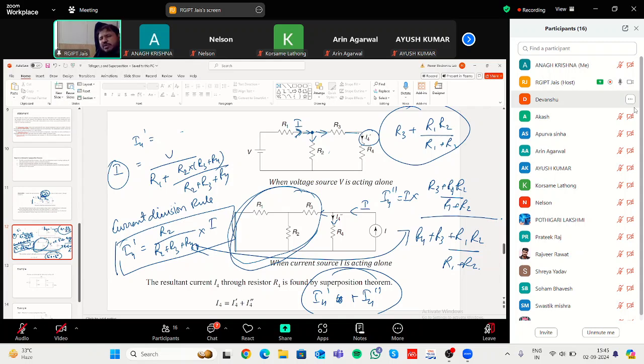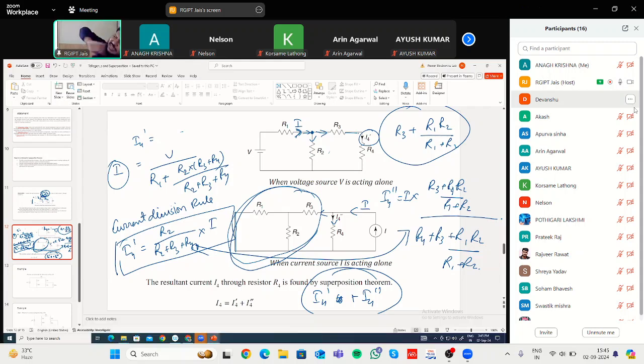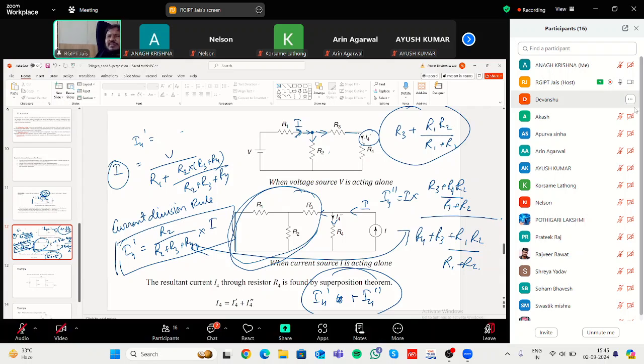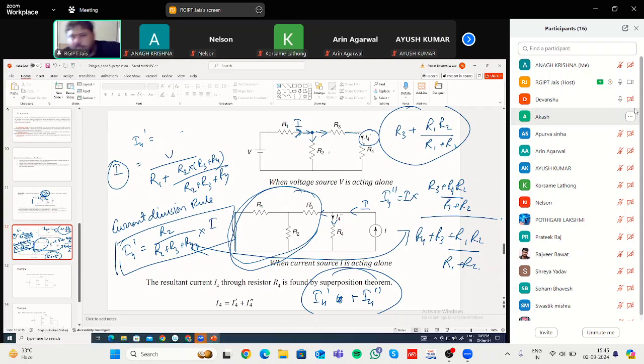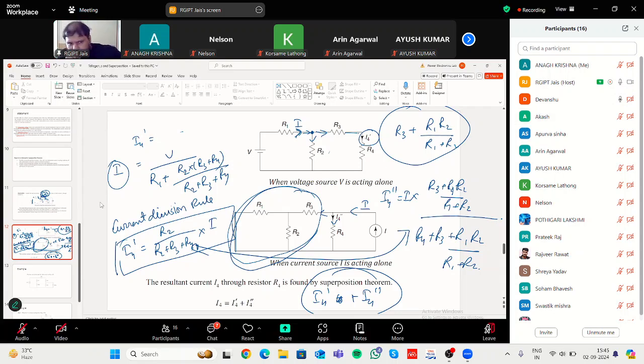Now you can solve this problem using nodal and mesh analysis, but again, using superposition simplifies the circuit many times. It simplifies the circuit.